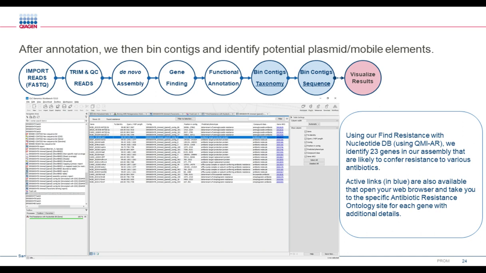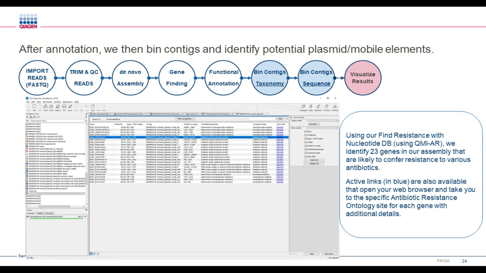So after we are completed with our binning, we then can take our contigs and BLAST them using the Find Resistance with Nucleotide database tool, another tool that we provide within CLC. This takes contig data or individual gene data and BLASTs it against whichever nucleotide database you provide, which in this case we're providing QMI AR. We identified 23 different genes across this particular assembly for this particular sample. And these are genes that have been previously associated with resistance and have been annotated as such in our database.